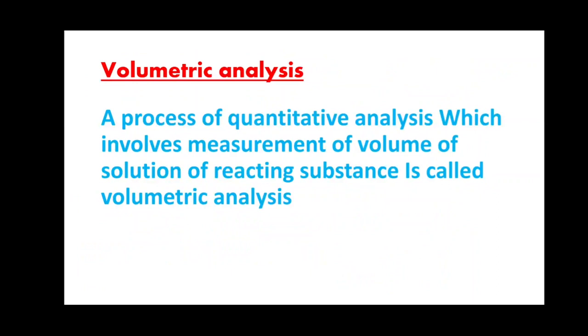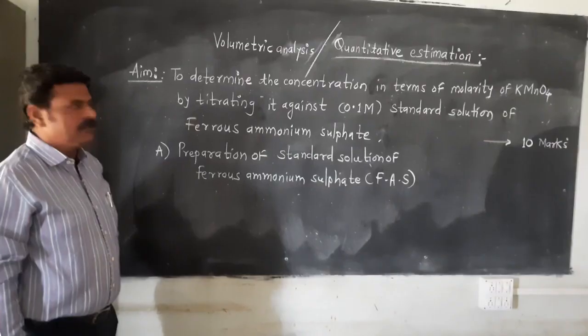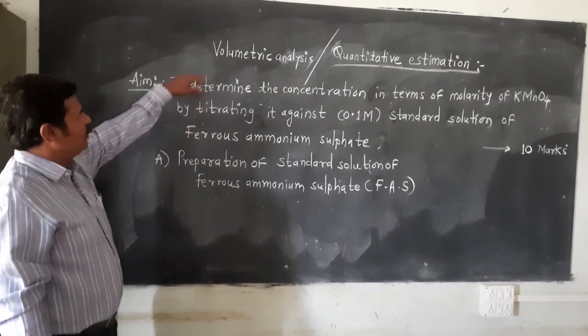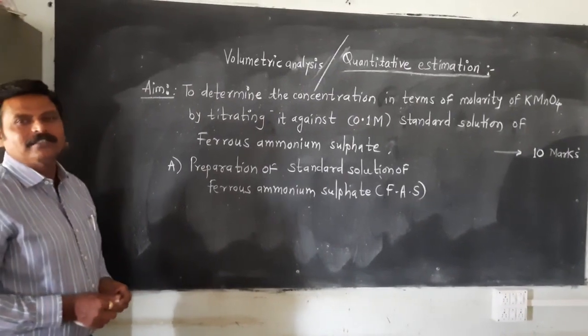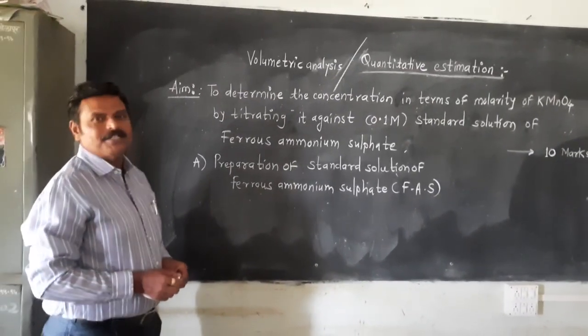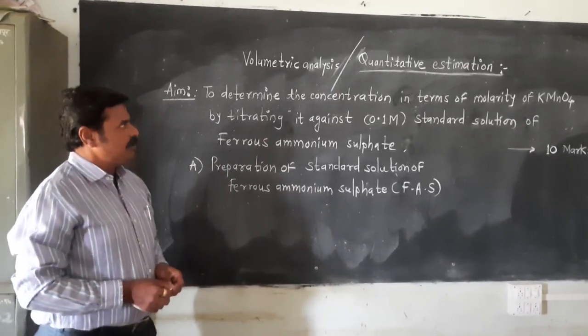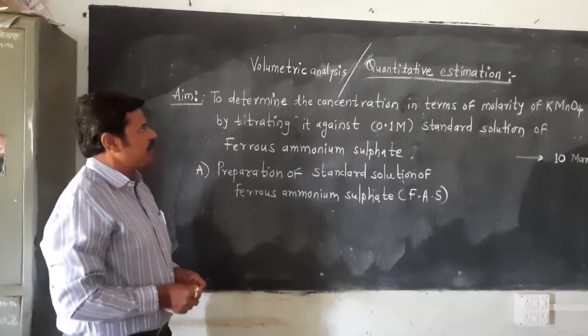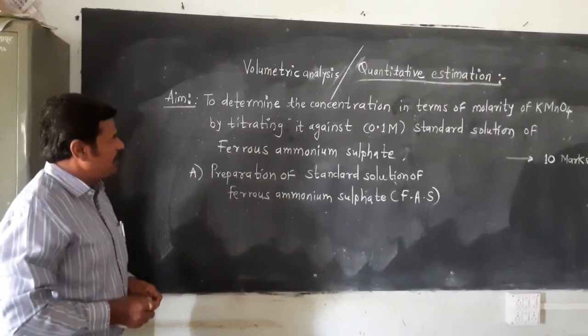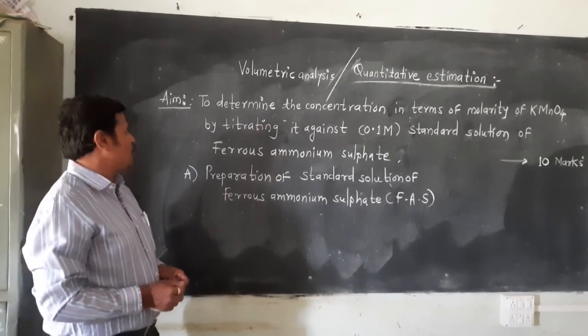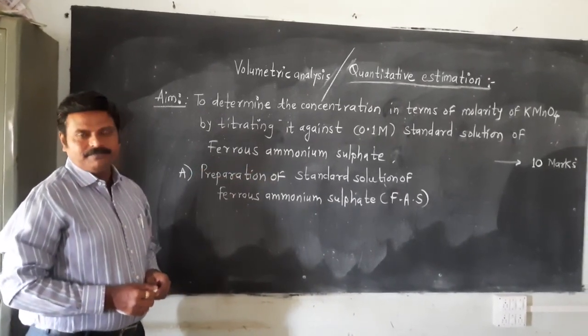Volumetric analysis, a process of quantitative analysis which involves measurement of volume of solution by reacting substance, is called volumetric analysis. Dear students, today we are going to study volumetric analysis experiment, which is also called as quantitative estimation experiment. The aim of this experiment is to determine the concentration in terms of molarity of potassium permanganate by titrating it against 0.1 molar standard solution of ferrous ammonium sulfate.